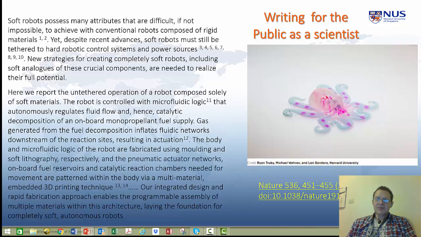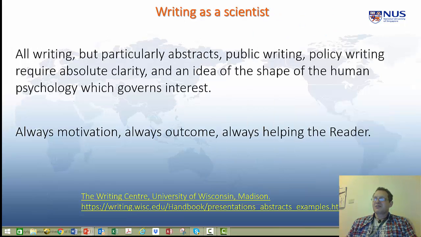Okay. I think I've said most of what I want to say. All writing, but particularly abstracts, and public writing and policy writing, although I haven't really talked about that, requires absolute clarity and an idea of the shape of the human psychology which governs interest. So we know now what people are looking for. That's the shape of the human psychology which governs their interest, and we write for it.